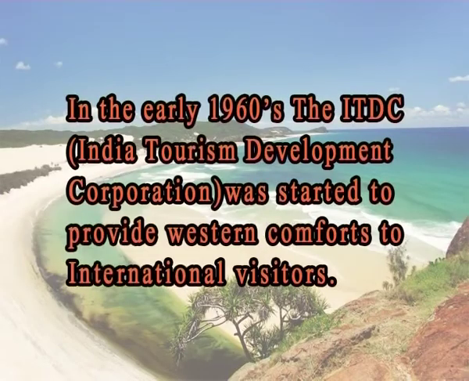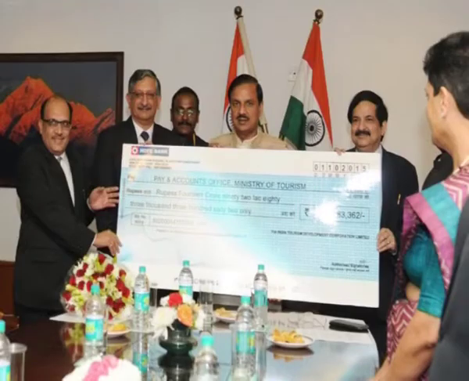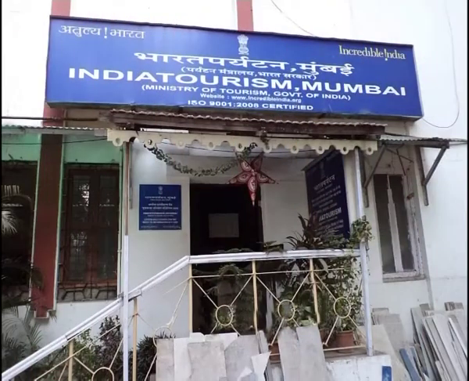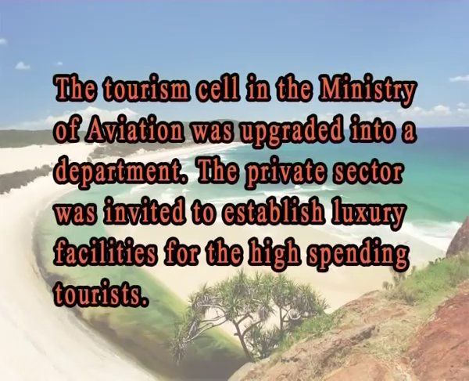In the early 1960s, the Indian Tourism Development Corporation was started to provide Western comforts to international visitors. The ITDC played a major role as a catalyst in developing a modern superstructure for international tourists. The government set up infrastructure to promote tourism by establishing tourism promotion offices abroad. The tourism cell in the Ministry of Aviation was upgraded into a department.